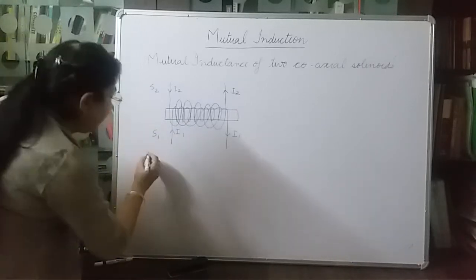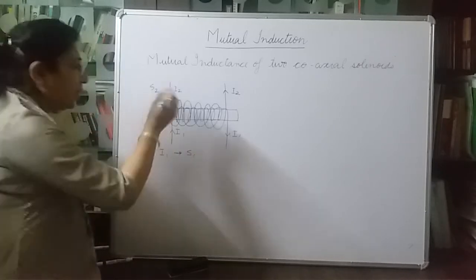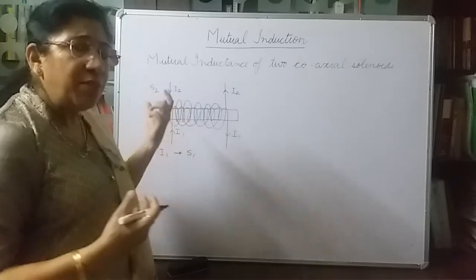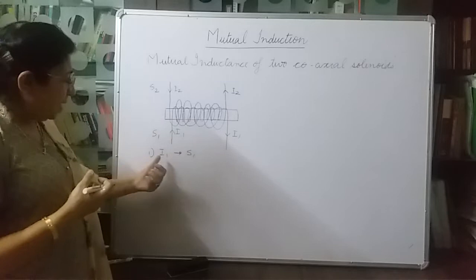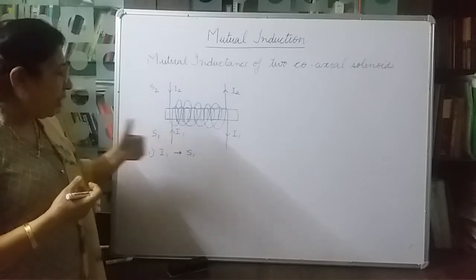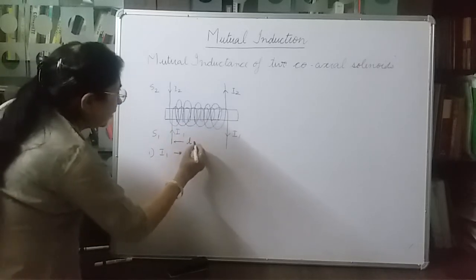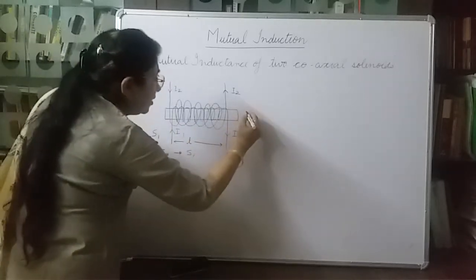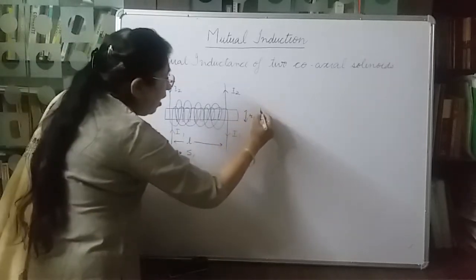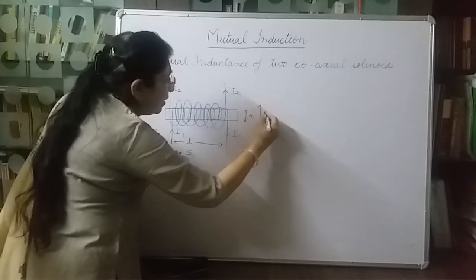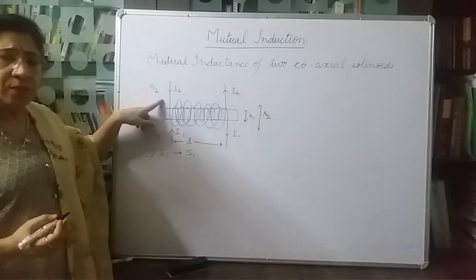Suppose at first instant, let us say current I1 flows in S1. At the same time we can also have both the currents and find the mutual inductance for both the coils. Let us say I1 is there in coil S1. Here, let L be the length of the coil. Let R1 be the radius of coil 1 and R2, you can see it is slightly bigger. R2 is the radius of the second solenoid S2.